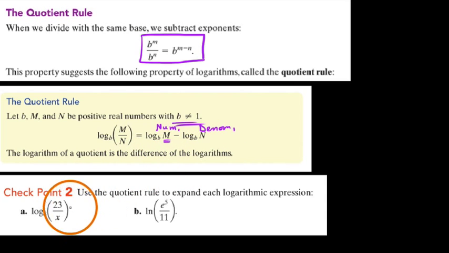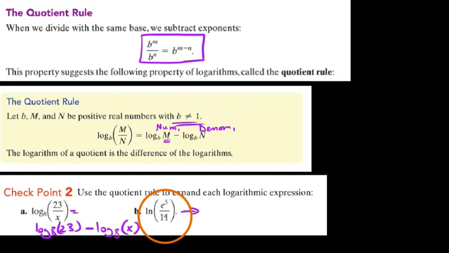And so when we look at these two down here, it says use the quotient rule to expand each log expression. We see that in each of these instances, we have a logarithm that we're dealing with and a quotient on the inside of that log. So we'd say log base 8 of 23 over x would be log base 8 of 23, which was the numerator in our quotient, minus log base 8 of x, which was the denominator in our quotient.